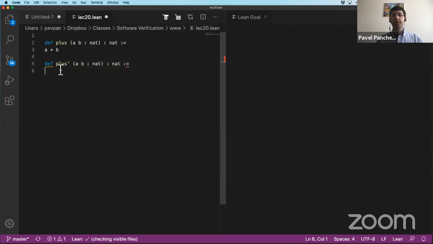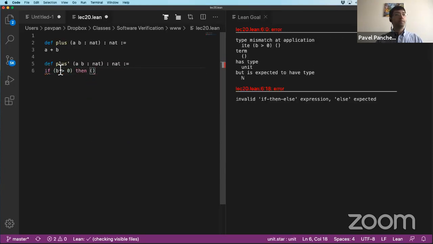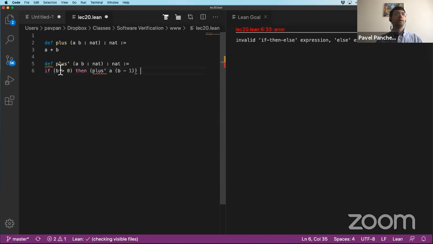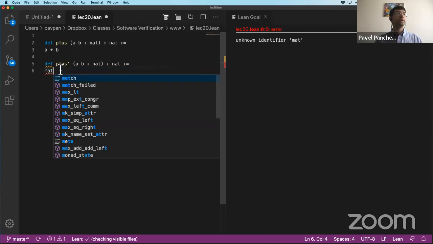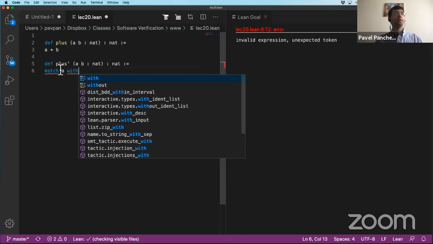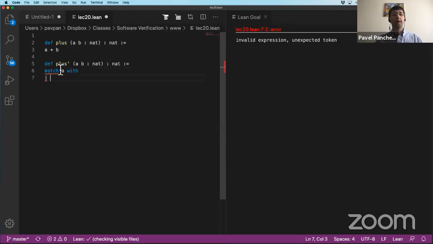So I can write a function that looks something like this. Now, I could write, if b is bigger than 0, then plus prime a b minus 1 plus 1 else a. But actually in Lean, it's more customary in a lot of functional languages to use these match expressions. So in a match expression, I give a particular value, and then I ask, what's this value like?